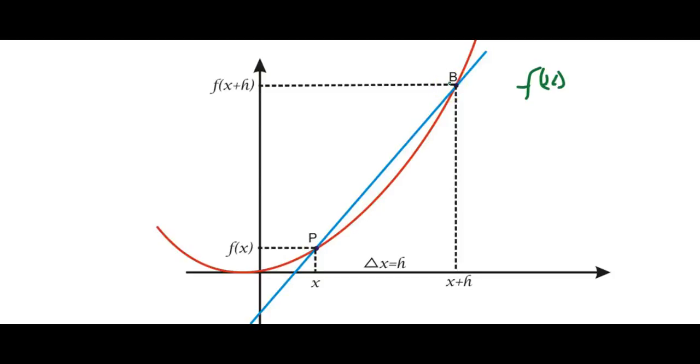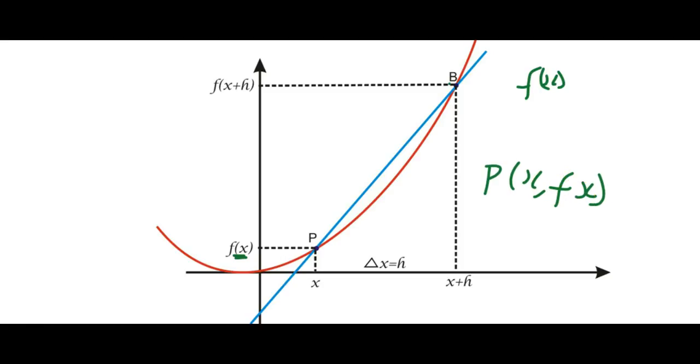Now, if P has an x value here, which is x, and its corresponding y value, I want to call that y the function, which is f of x. And so here's f of x. In that case, this point P is going to be called x, comma, f of x. That is for the P.